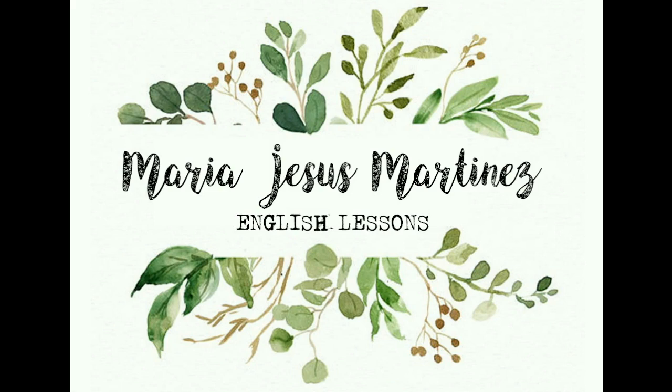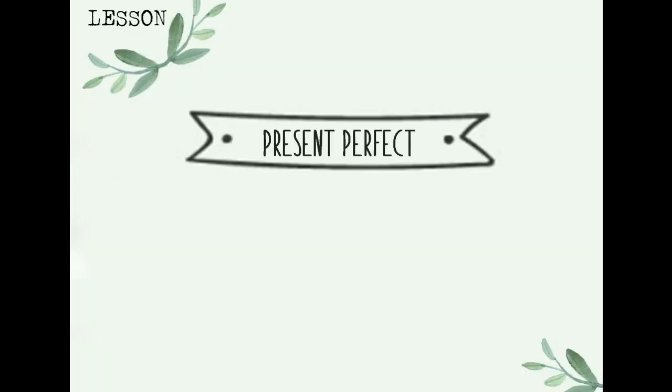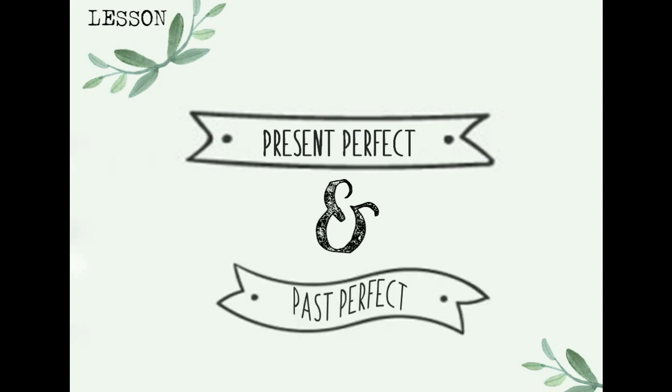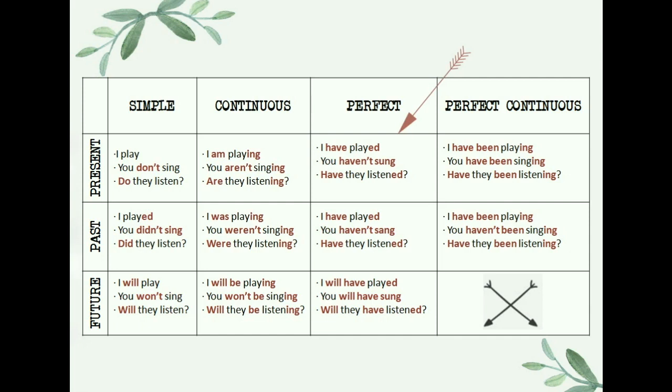So here we go today with another lesson. I will show you what it is about. It is about the present perfect and the past perfect. So here you can see in this chart where they're located and the forms that they have. In the case of the present perfect, it could be I have played, you haven't sung, and have they listened.